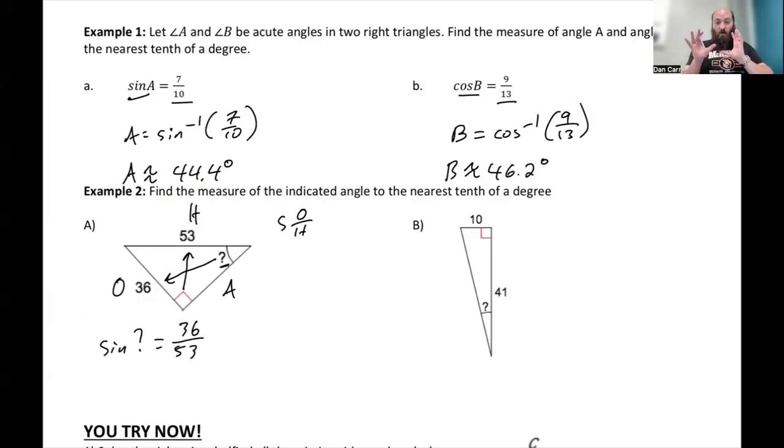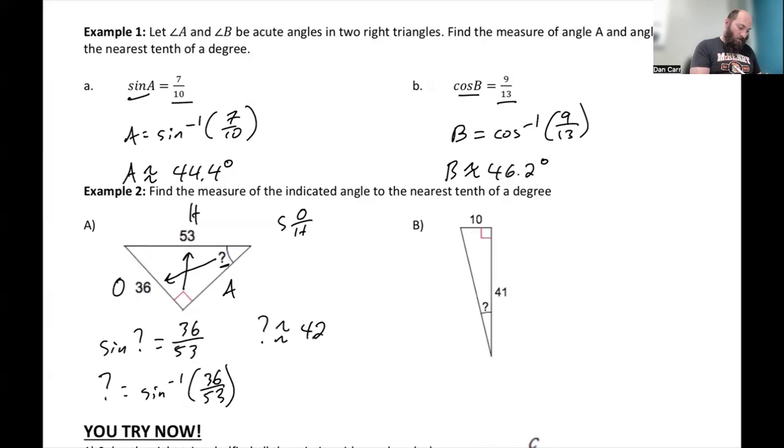Again, this one I had to choose. If I was looking for this angle here, this is now the adjacent and hypotenuse, so I would have done cosine to set it up, and then inverse cosine. From here, my question mark is just going to equal the inverse sine of 36 over 53. I plug that in my calculator and I get my angle to be about 42.8 degrees.